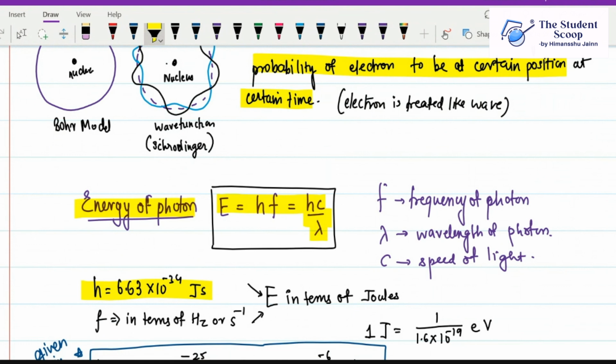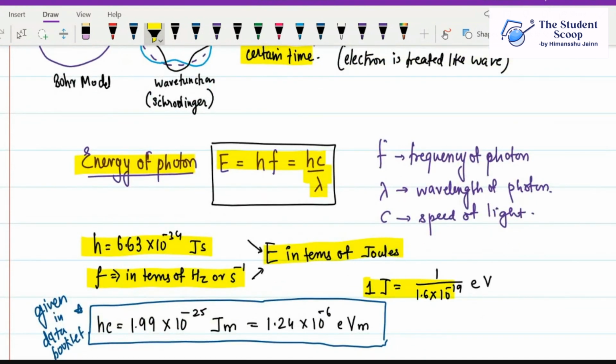Okay. And lambda is the wavelength of the photon. c is the speed of light. We know the speed of light is 3 times 10 raised to 8. So if I substitute h as 6.63 and the frequency in Hz, we will get our energy in joules. But what you will find in this chapter is that most of the energies are given in electron volts as a unit rather than joules. So we probably need to know the conversion from joules to electron volts.